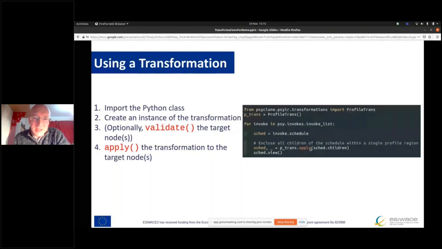You can optionally call validate first if you're doing a more sophisticated script and trying to work out how many nodes you can add to a single transformation before it breaks, for instance. You might want to use validate. If you don't validate, it doesn't matter because the apply method will always call validate for you anyway and check that everything is okay before it applies the transformation. If validate fails, it will raise a transformation error exception, which you can catch if you wish.